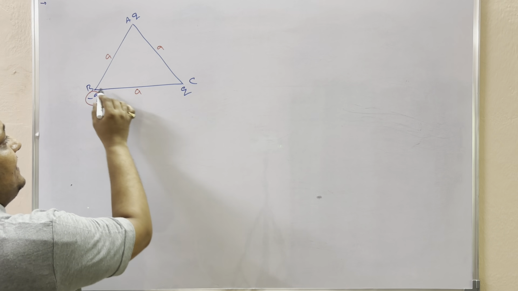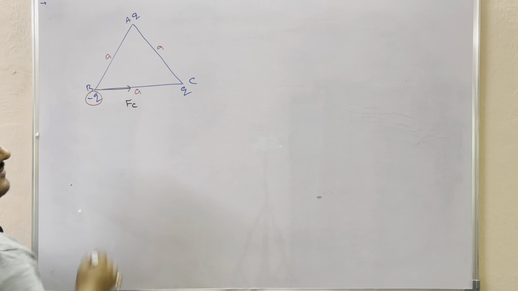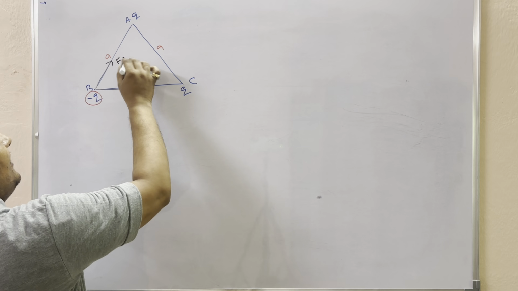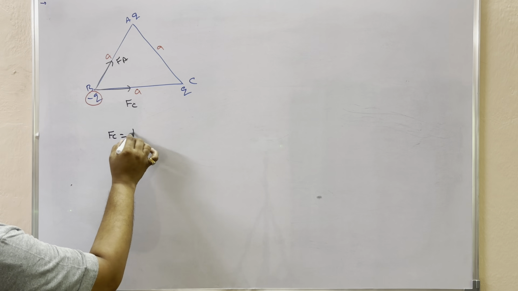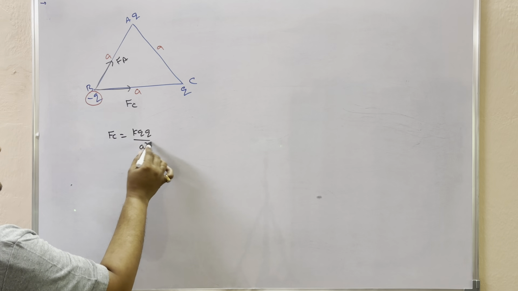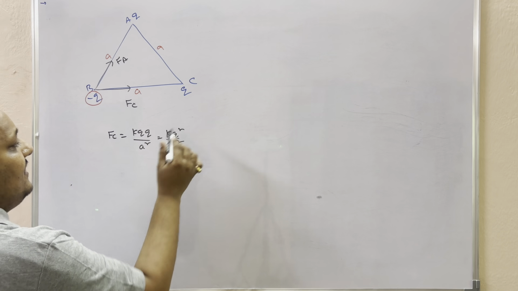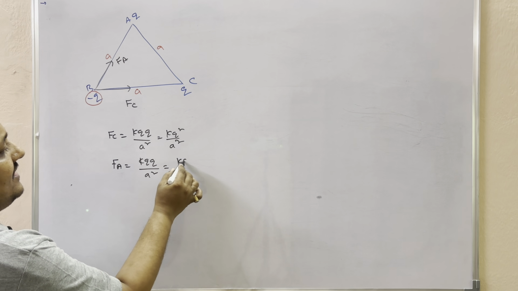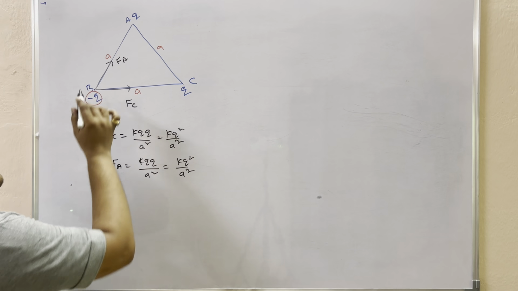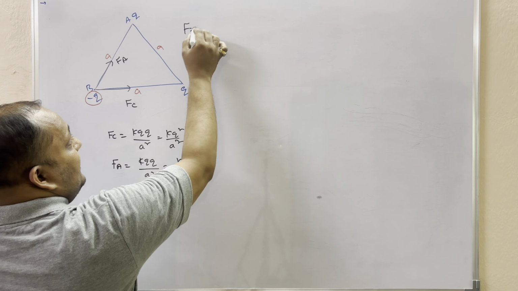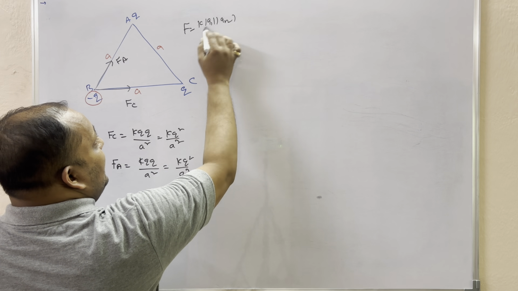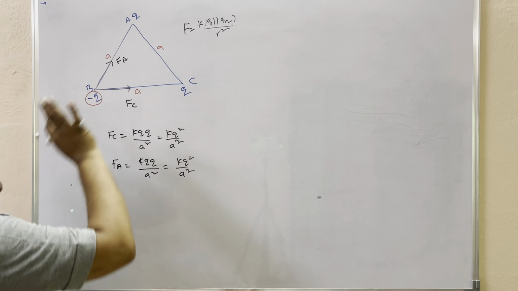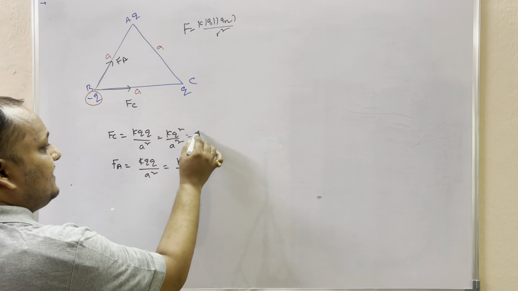B is attracted by C. That is going to be FC. Next, B is attracted by A. That is going to be FA. So what is FC? FC is nothing but K into Q by A square, K Q square by A square. Now what is FA? FA is also the same, K Q square by A square. We won't take the negative sign because Coulomb's law is saying the product of the magnitudes of charges. Therefore you need not take the negative sign. The negative sign is only for direction, attraction or repulsion. So again both are the same.